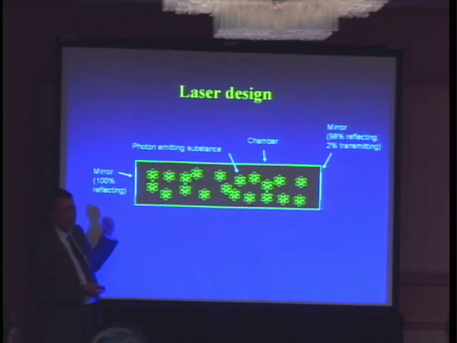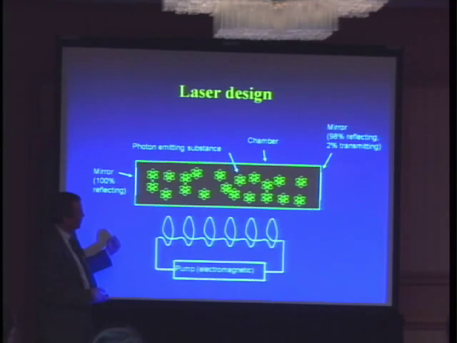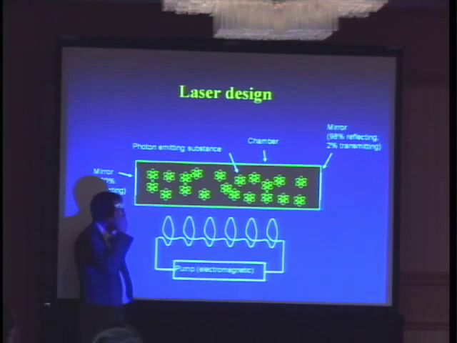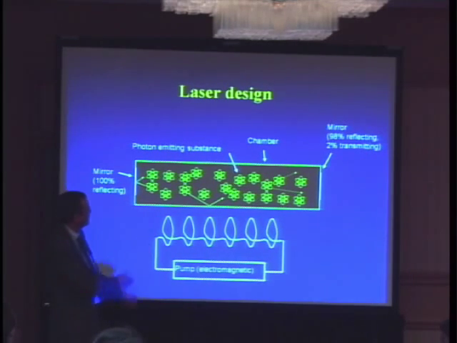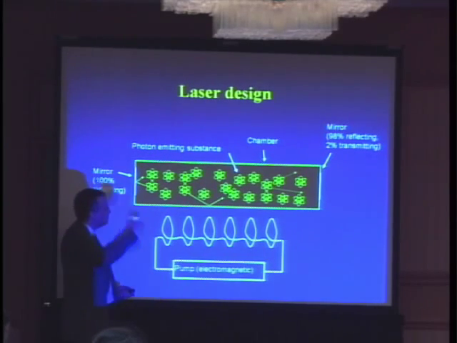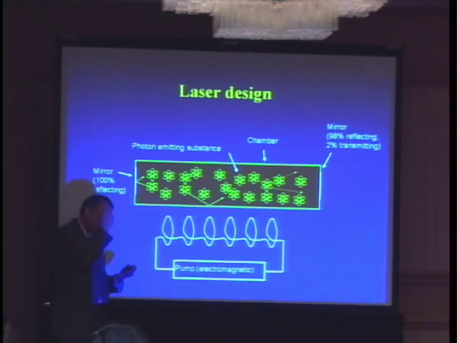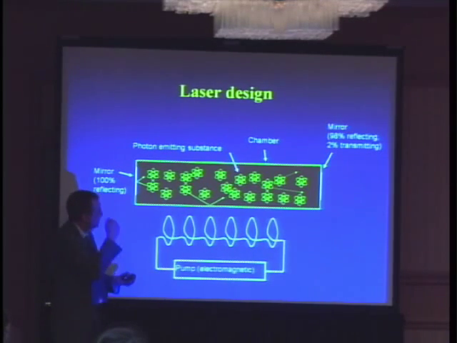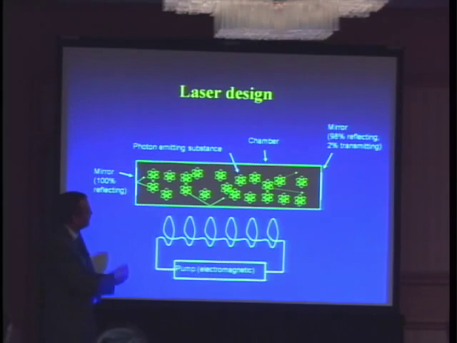And now we've got to get it to release photons, so we pump it with an electromagnetic pump. Every time the pump hits the emitting substance, more photons are released. So you pump, pump, pump, and each time the pump comes out, more photons are released in an exact sequence, so that's what gives you coherent light, is that steady pumping in the right sequence.